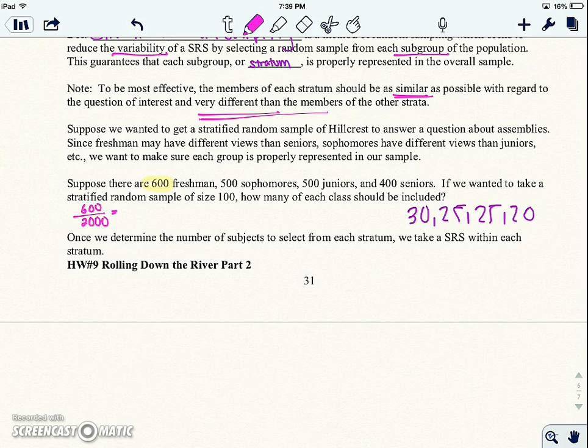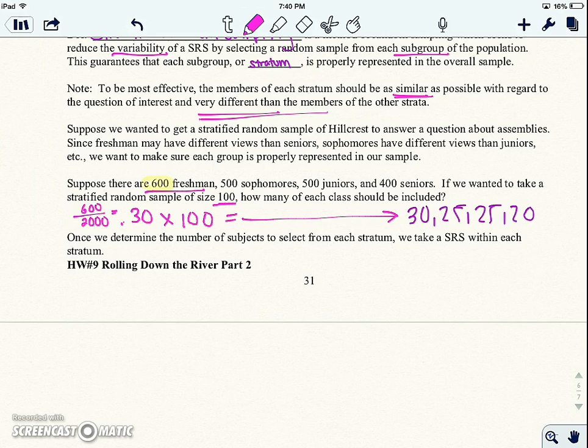So again, we have this mix of sophomores and juniors, but there aren't an even number of each grade. So instead of doing 25 of each, we'd say, look at the freshmen, we have 600 out of 2,000 students, which is 30%. So we'd want 30% of our sample size of 100. So we'd end up wanting 30 freshmen. We'd end up wanting 25 sophomores, 25 juniors, and 20 seniors, okay?